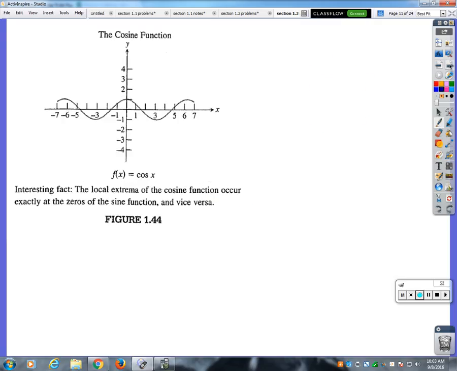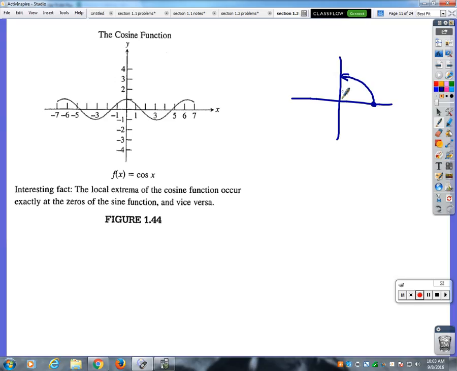Okay, next one is cosine. Cosine is associated with the x values on the unit circle. So the x coordinate right here is 1, so that means that the cosine function starts at 1. And then when it moves around the circle, what happens to the x coordinates? They decrease. So you start at 1 and then you go down.